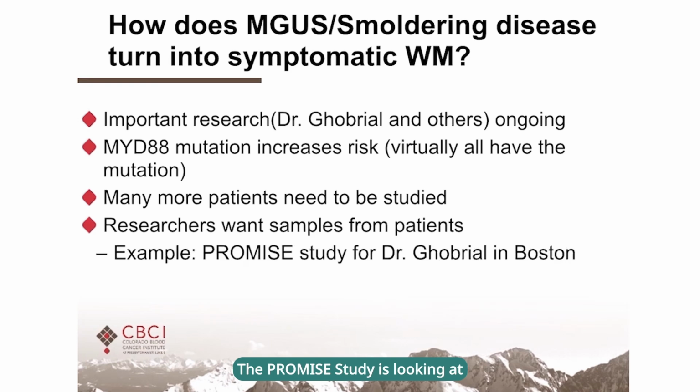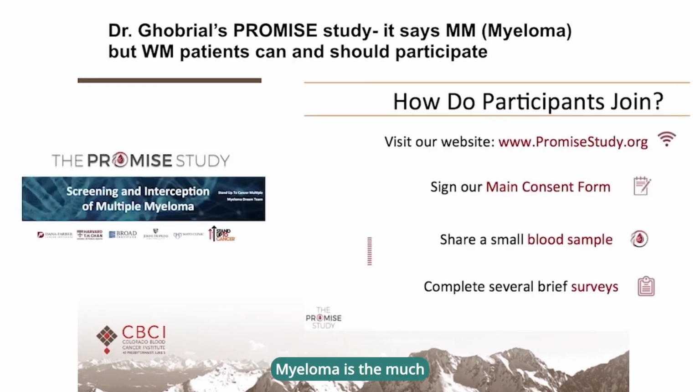And the PROMISE study is looking at precursor conditions that turn into blood cancers, and myeloma is the much more common blood cancer that she's studying, but WM patients are encouraged to be part of this study. And I've included a website here, and it's easy to Google. Just Google PROMISE study WM, and you'll be able to pull this up very readily. And it's a way of sending in blood samples so her laboratory can study this and try to figure out what makes a sleeping disease turn into a symptomatic disease.